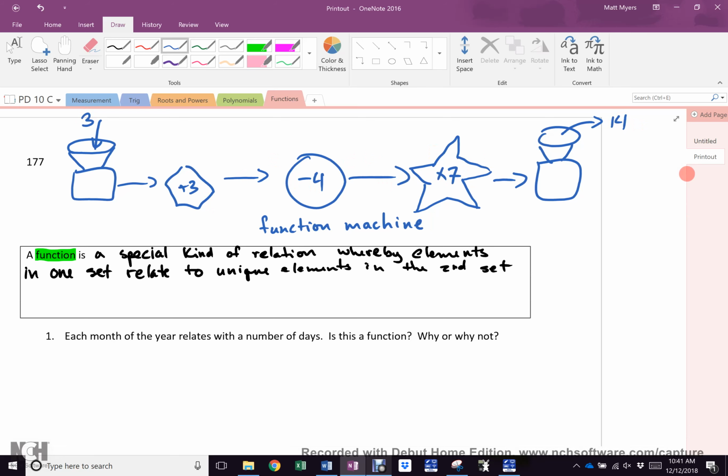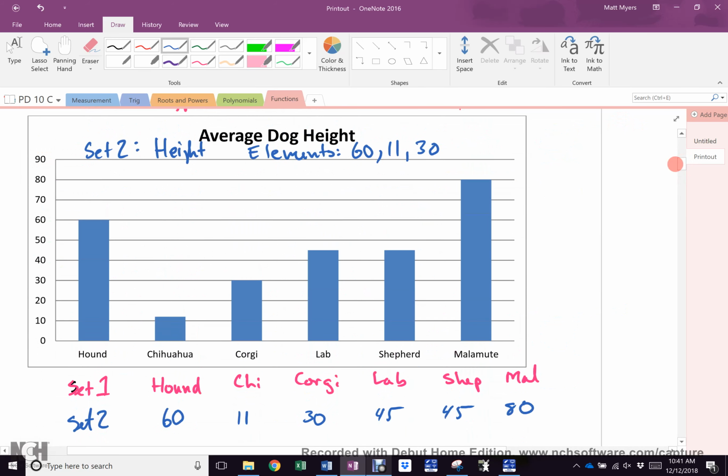Okay? Come back to here. I am going to input hound. What is the output? 60. I input Chihuahua. What is the output? I input Corgi. What is the output? 30. Average. Everybody good? Okay.